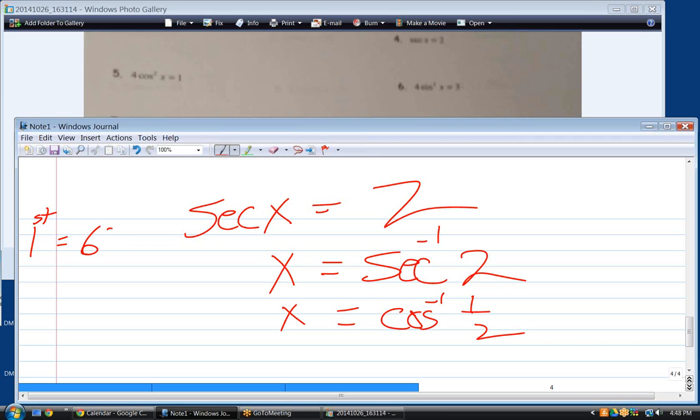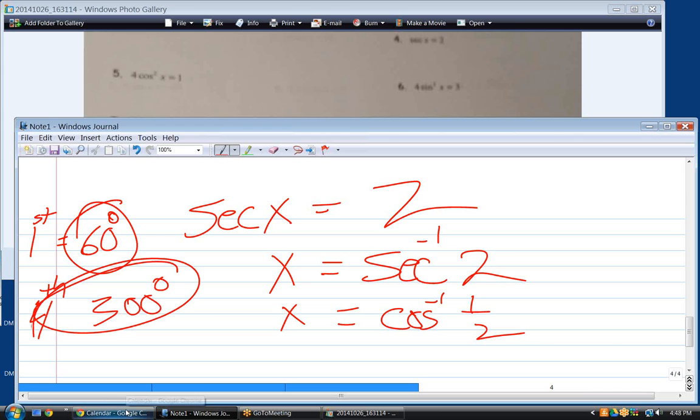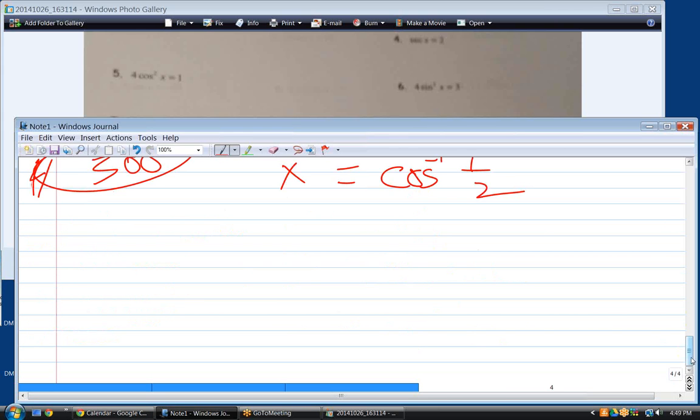60. Okay. So that's one of our angles because we're positive here. And first quadrant is always an answer for a positive number. Where else is cosine equal to 1/2? Which quadrant? It's the first and fourth, so it'll be 300 the other one. Good. There's your 2 answers. You'll notice that these all go like this.